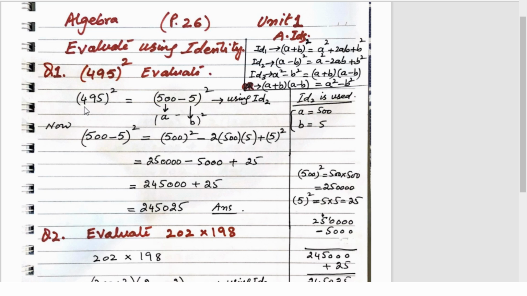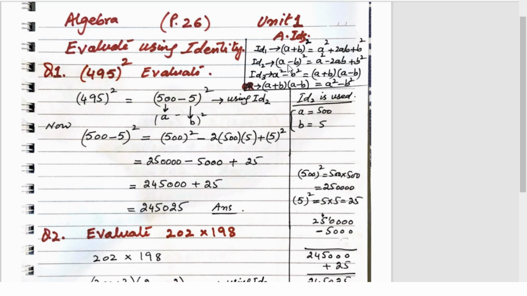We are concerned that 495 can be written as (500 minus 5) whole square. Square is as it is. Now you can say this 500 can be considered as A and this 5 can be considered as B, and the minus sign is in between A and B. And this is a whole square, so its resemblance I have shown. This is not the method. You will not draw these arrows in the exam. This is just to make you understand that this is an expression which is resembling ID2.